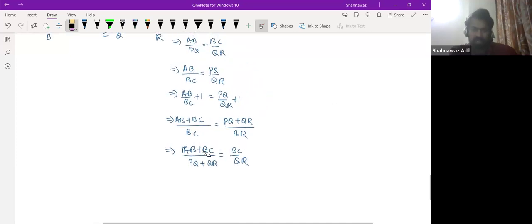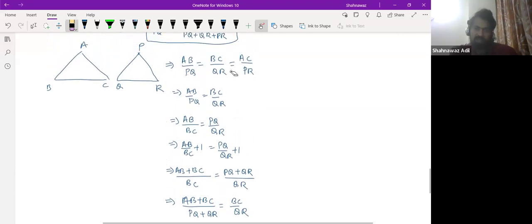What is missing in here? In here, what is missing? AC by PR is missing. So plus AC is missing. Plus AC in here, plus PR in here. But we have this BC by QR. So this BC by QR, we can write AC by PR. Correct, guys?